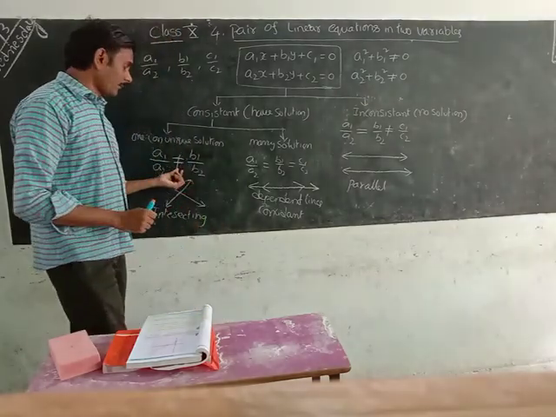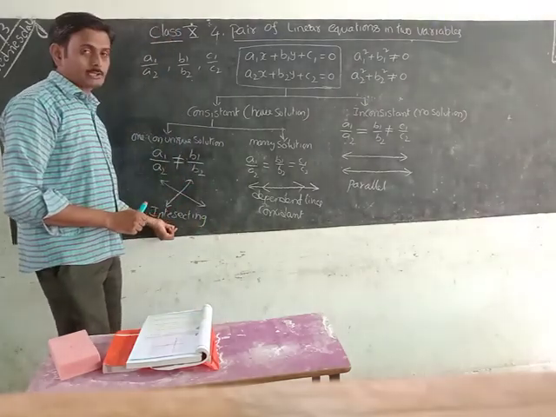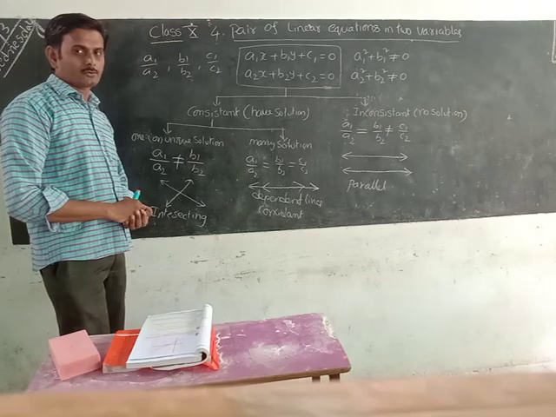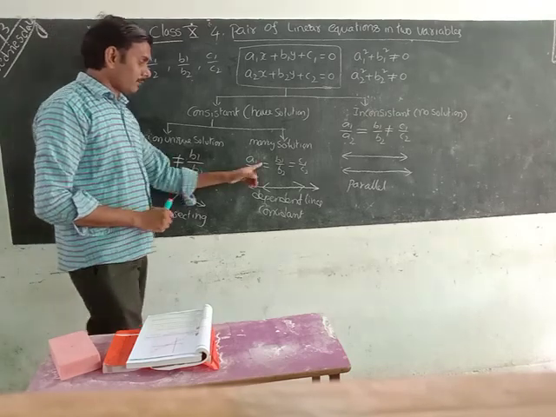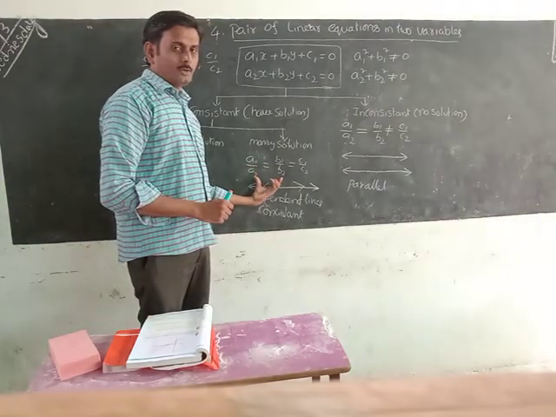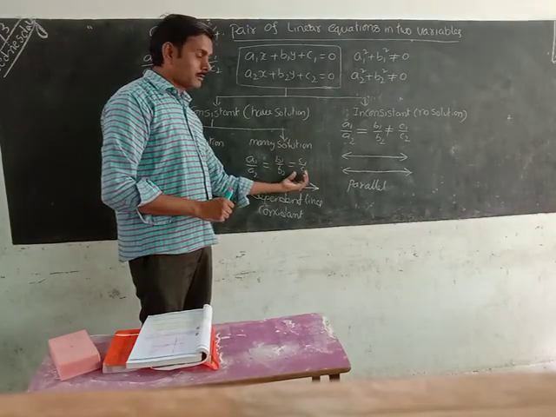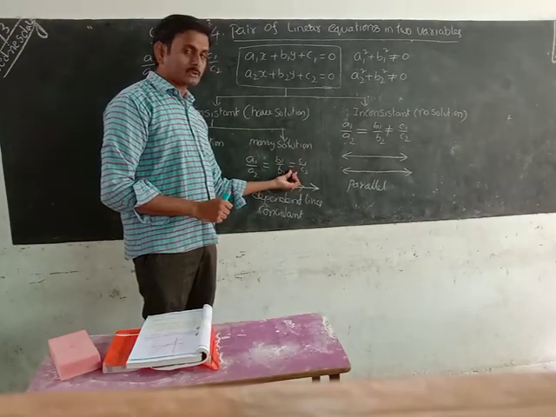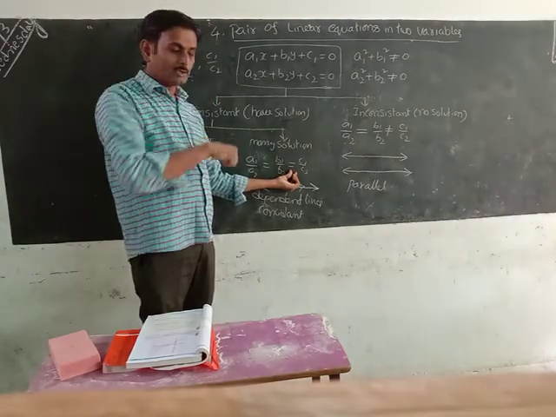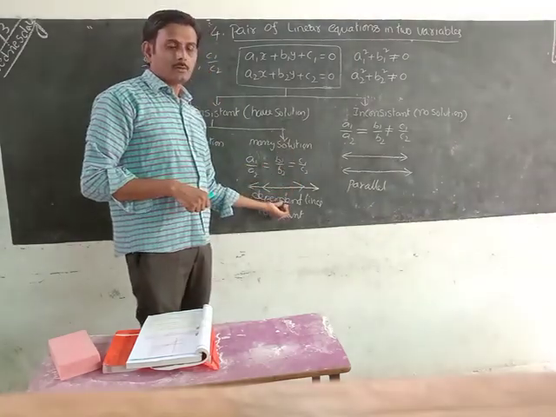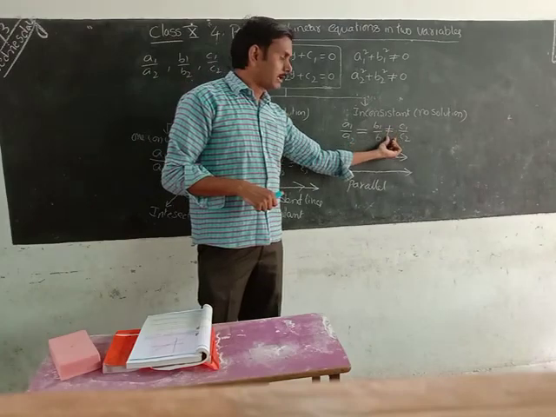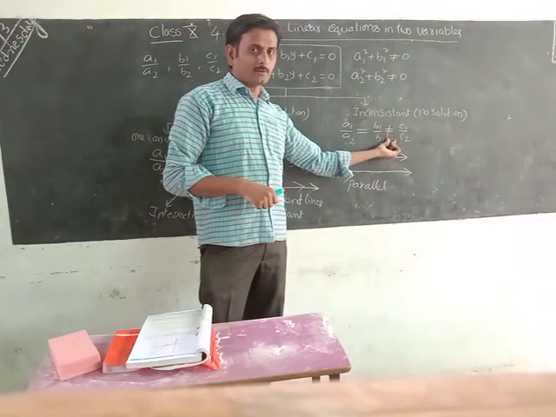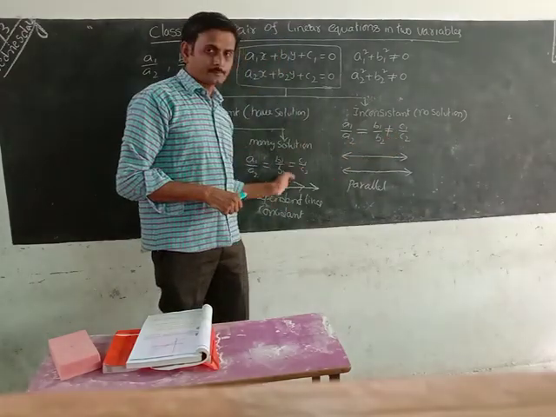Whenever a1 by a2 is not equal to b1 by b2, we can blindly write intersecting lines, having one solution or a unique solution. But if the ratio of the first two is equal, we check c1 by c2 also. If the second comparison is equal, this is the coincident line. If the second comparison is not equal, you have to remember this one.